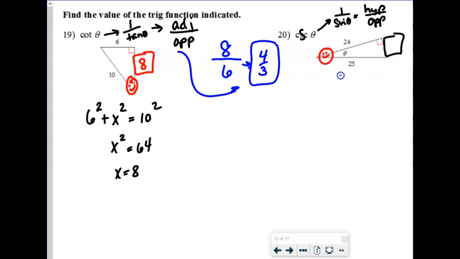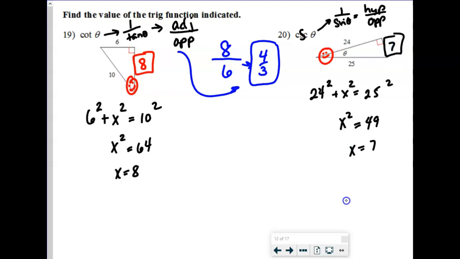But if you didn't know, you would just set up the Pythagorean theorem. So make sure you're setting it up right, though. The leg squared plus the leg squared equals the hypotenuse squared. A little bit of subtraction here: 25 squared minus 24 squared. I know what it is because it's 7. So 49. Okay, so x equals 7.